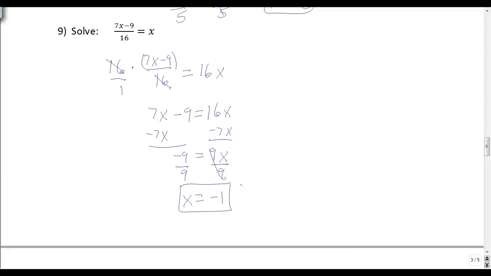Now this one, when you get such a simple answer, it's generally simpler to check than the last question. So if I check, I get 7 times x, which is negative 1, minus 9, over 16. 7 times negative 1 is negative 7 minus 9. I should have written that this is the left-hand side over 16. Negative 7 minus 9 is negative 16. 16 over 16 is negative 1. Look, that's x, which should be negative 1. So that should equal the right-hand side, and this checks out.